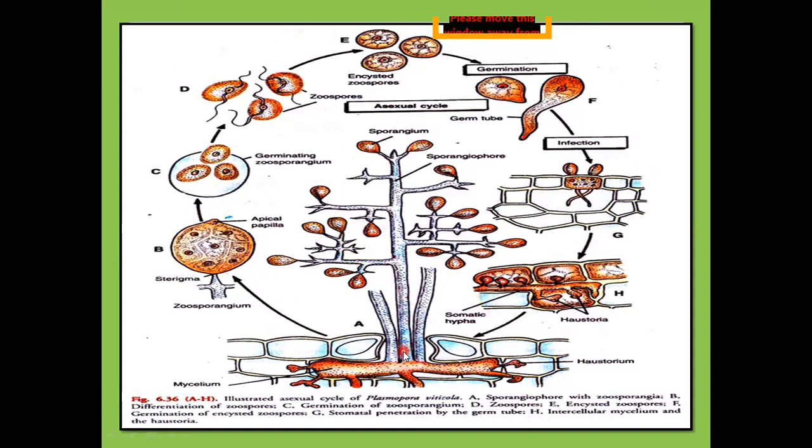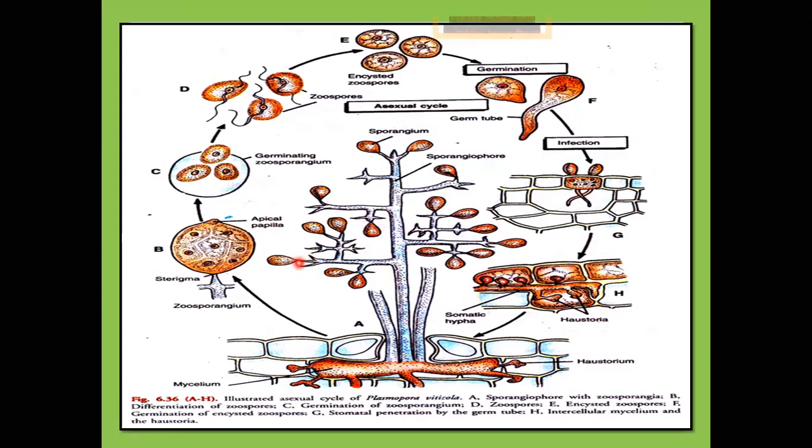Plasmopara viticola develops a branching structure at a right angle to the main axis. On the basis of the branching structure of the sporangiophore, you can properly identify the particular genera of downy mildew. In Plasmopara viticola, the branching generally takes place at a right angle to the main axis. At the tip of the branching structures, about 2 to 3 sterigmata are developed.